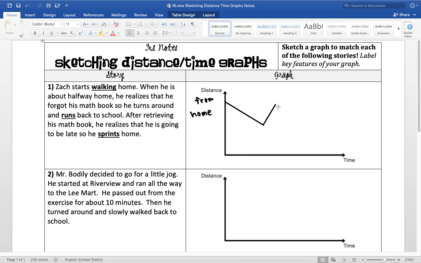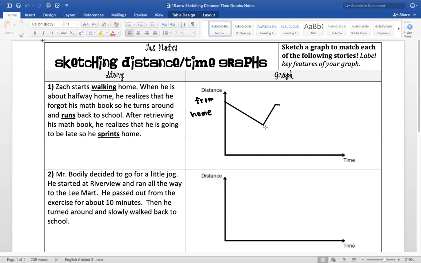Okay, then he retrieves his math book. You get to decide whether or not you want to make Zach immediately turn around. Now, if we have him immediately turn around, that means that he literally grabbed his math book off the floor and started going back away from school again. So I'm going to give him a second to pick up his math book. Maybe he took like a little 5-second break there. That was supposed to be a flat line. It kind of looks like it's not a flat line, but he retrieved his math book, and then he realizes that he's going to be late, so he sprints home.